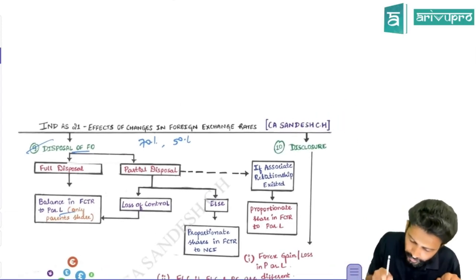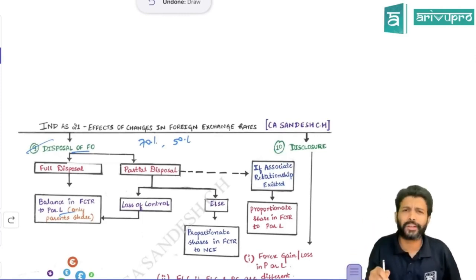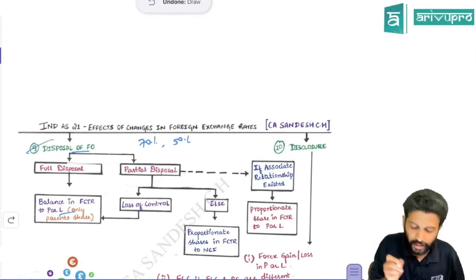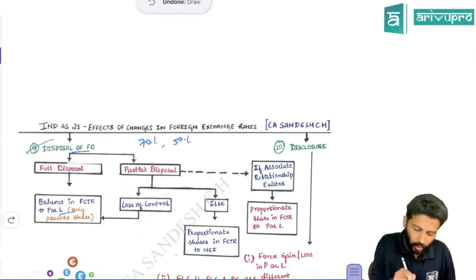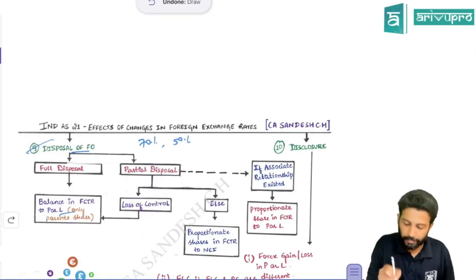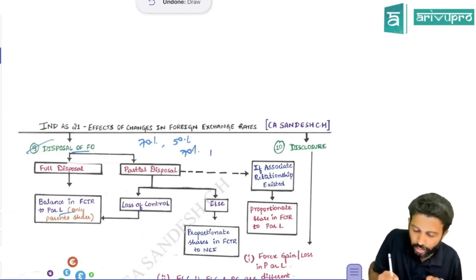Sir, what if that foreign operation is an associate? If it's an associate, it's the same drama. So if you have done a partial disposal, first check whether it is a loss of control. If it's a loss of control, transfer the entire balance of FCTR to P&L. If it is not a loss of control, let's say you had 70%, you sold only 10%.